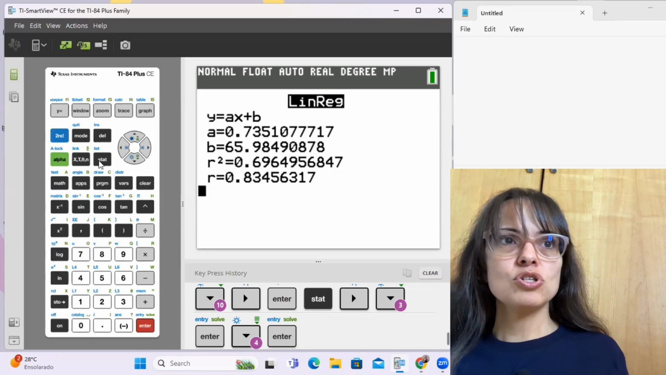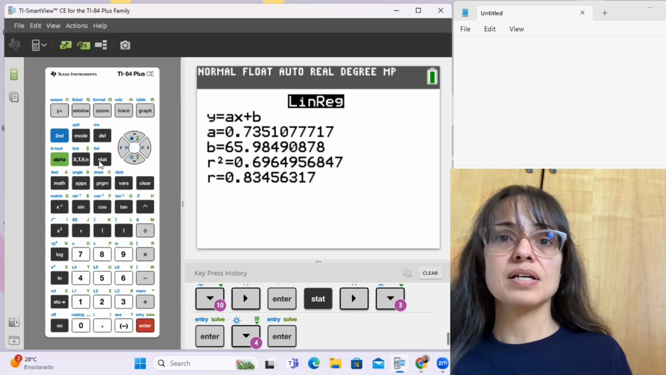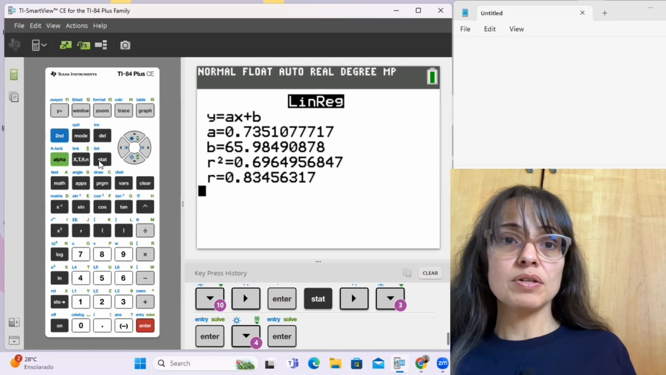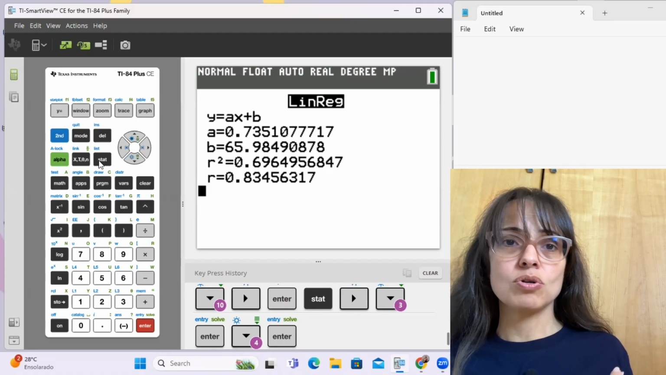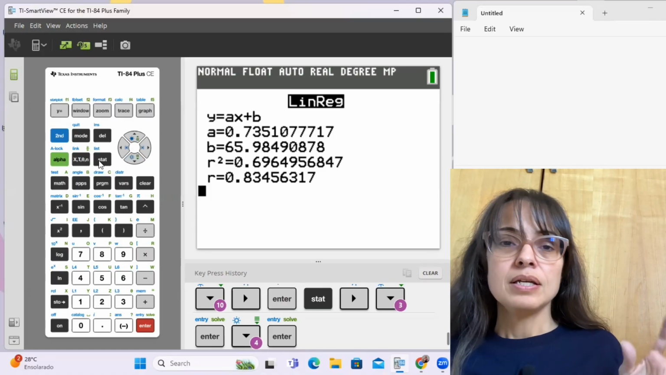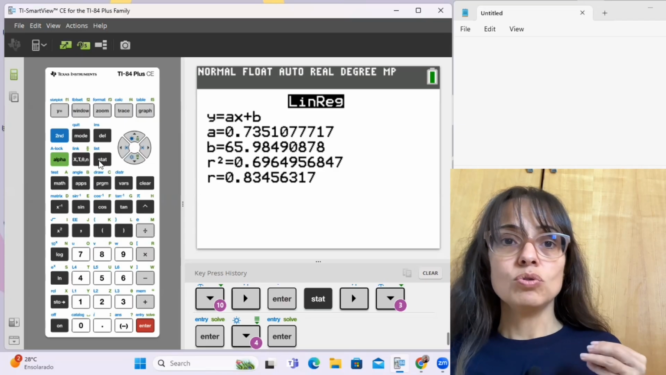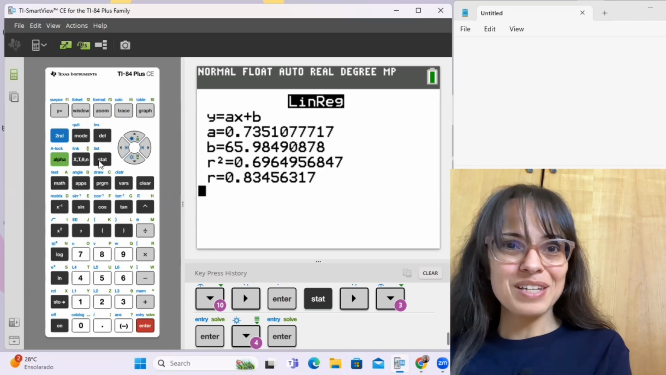But first, let me mention that the thing that we just did with going to the mode and turning on the stat diagnostics, now that you've done that in your calculator, it's just going to stay on. You're not going to have to turn it back on every single time you do a regression. But it is still very important that you know how to do that and that you know that that needs to be done.